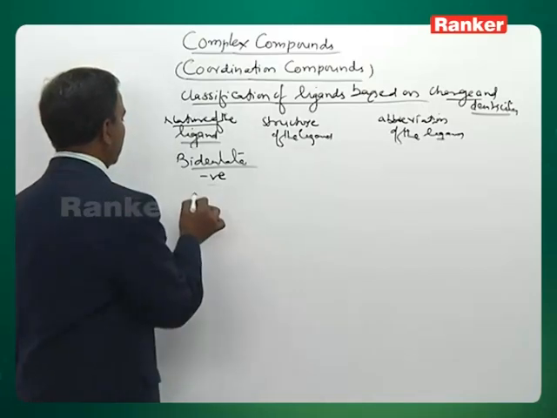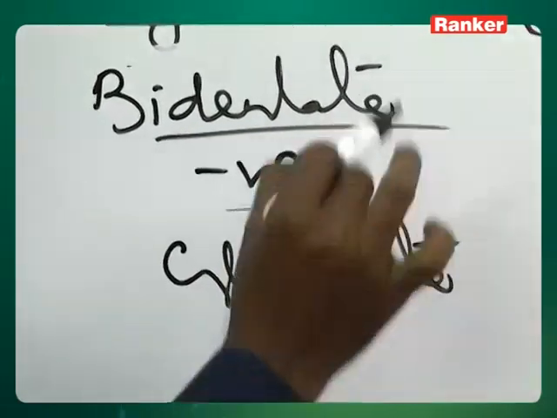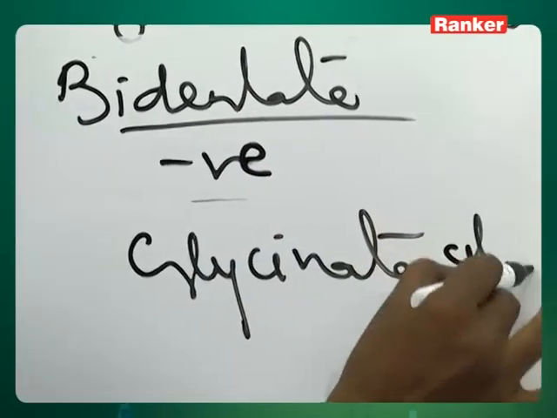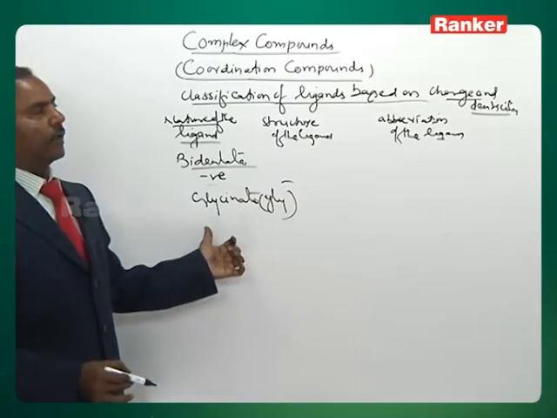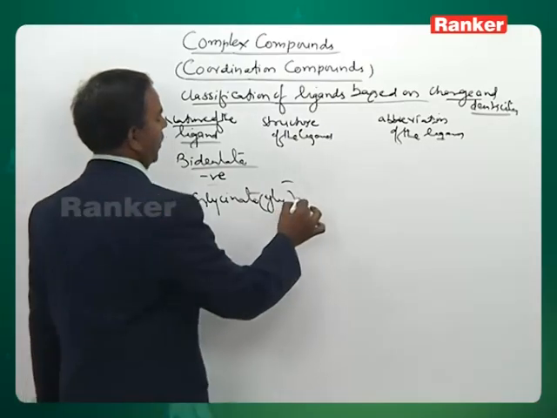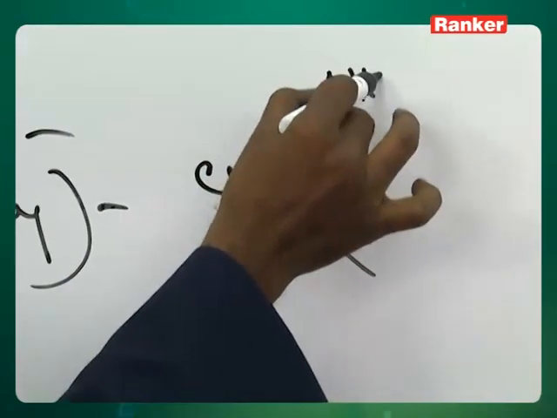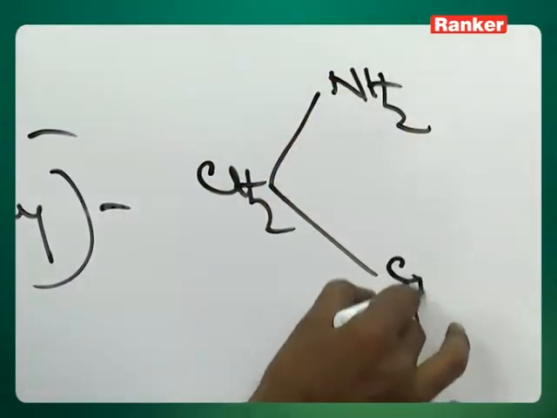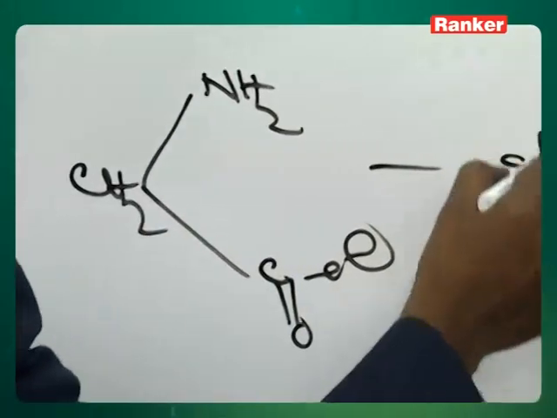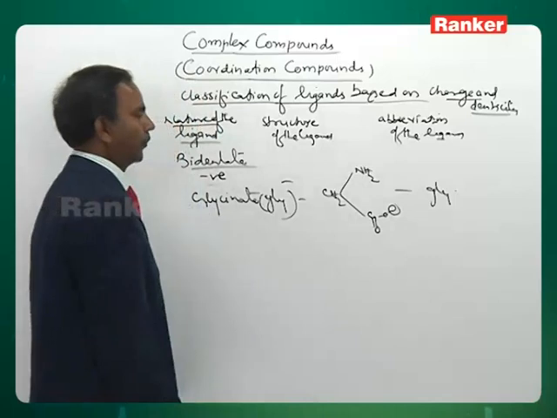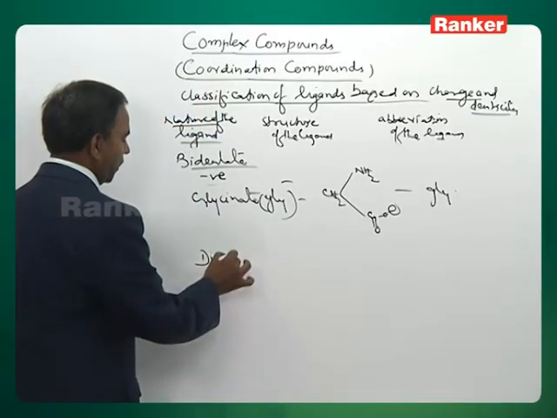Negative bidentate. Glycinato, GLY, carrying a single minus charge. What is the structure of this particular glycinato? It is NH2, C double bond O minus, glycinato ligand. It is abbreviated as GLY, glycinato. Next, dimethyl glyoxymato.